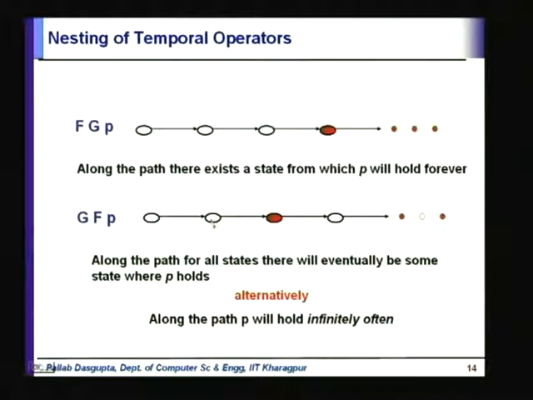So, if I look at this state, yes, there is p in the future. If I look at this state, yes, p is there in the future. If I look at this state, yes, p is here itself, so it is also in the future. If I look at this state, I should have a p in the future. So, at every state there is some future state where p holds. That is what is meant by G F p, or in other words, along the path p will hold infinitely often. It has to hold infinitely often.